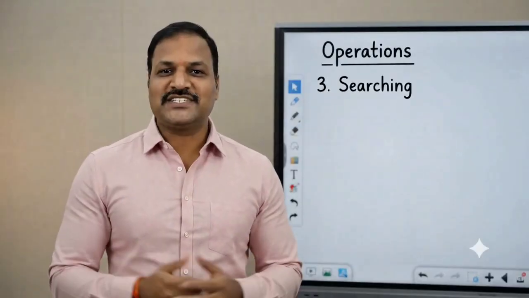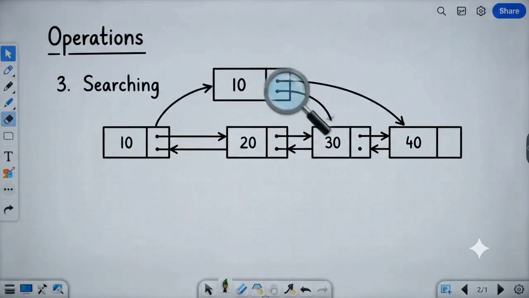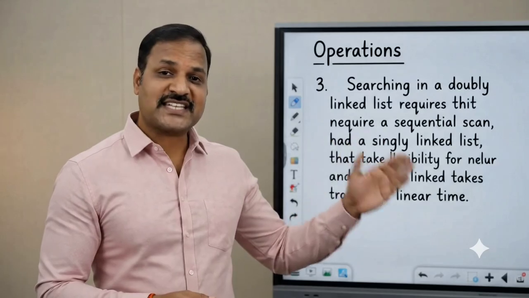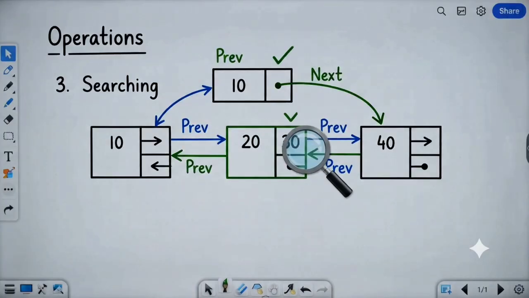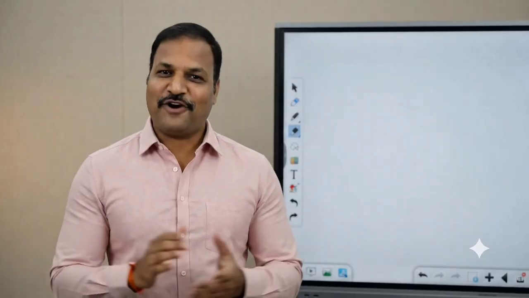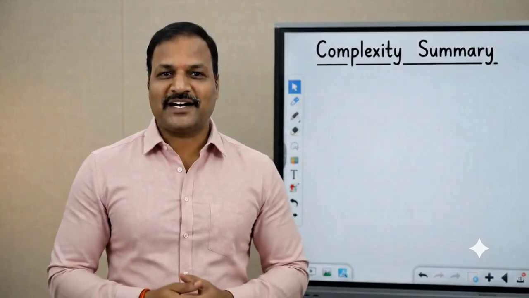Let's explore how we search. We must traverse node by node. It's a sequential scan. There it is, found. Let's compare complexities.